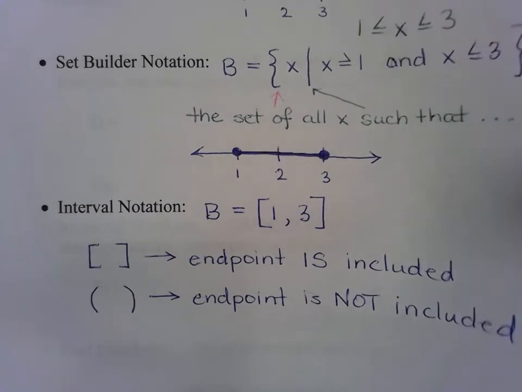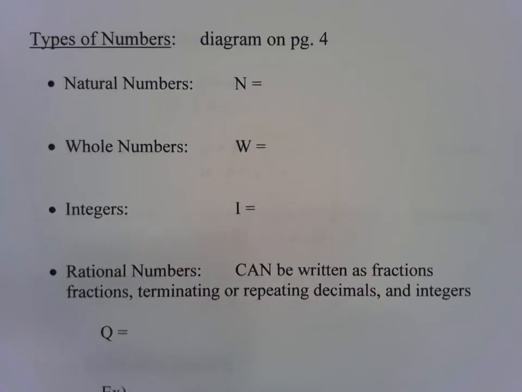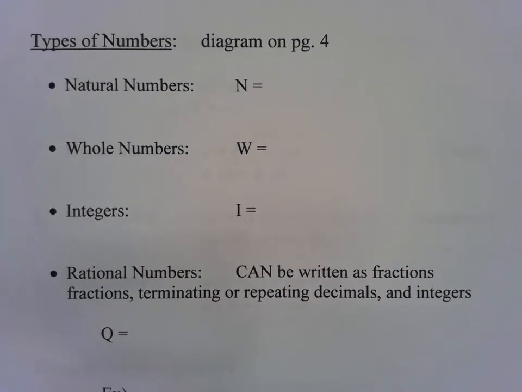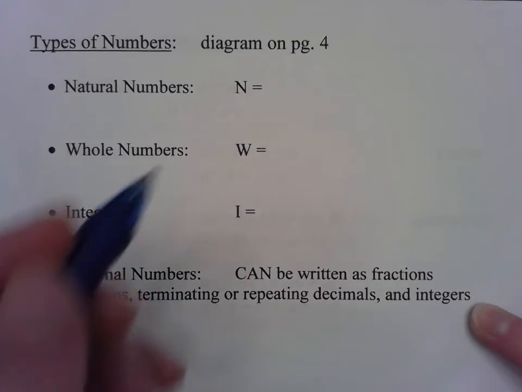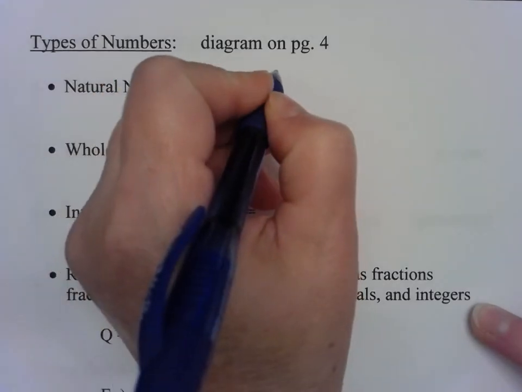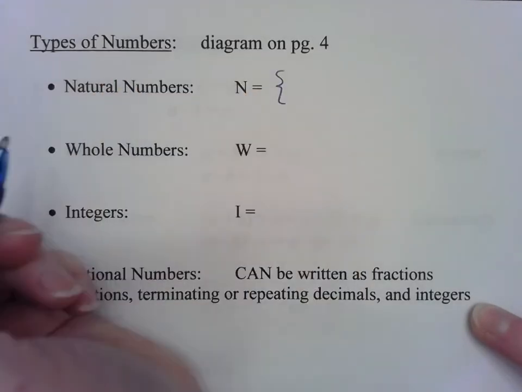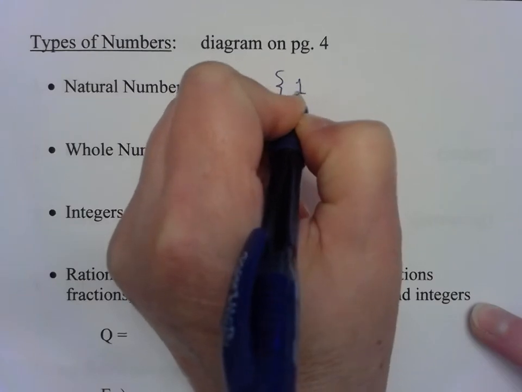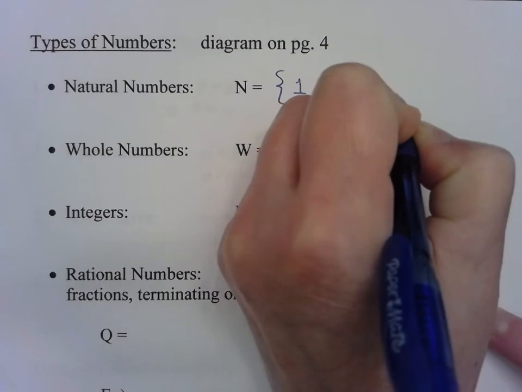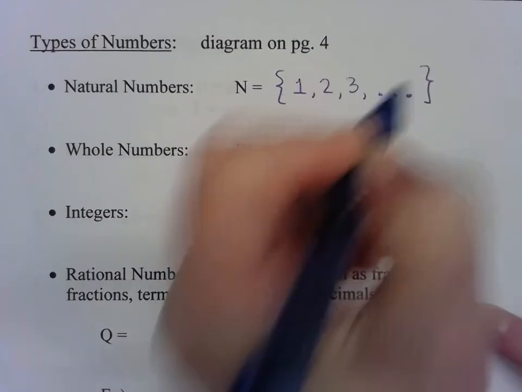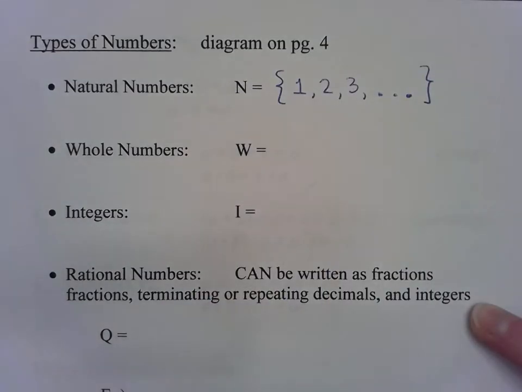Also in this section, we're going to review some of the different types of numbers, and this will give us a chance to practice all those methods we just talked about. So we'll start with the natural numbers. These are the counting numbers, and there's a pattern to them. So we could use the listing method, say 1, 2, 3, and we're going to continue with that pattern, so we can use the ellipsis, the dot, dot, dot, to continue that list on forever.